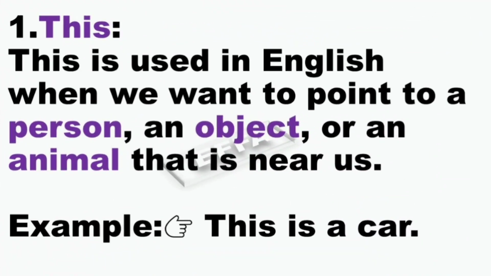Number one, this. This is used in English when we want to point to a person, an object, or an animal that is near us, meaning it is close to us. For example, this is a car. Look, my friends. In this sentence, we use this and point to the car. This means the car is near us and it is singular.